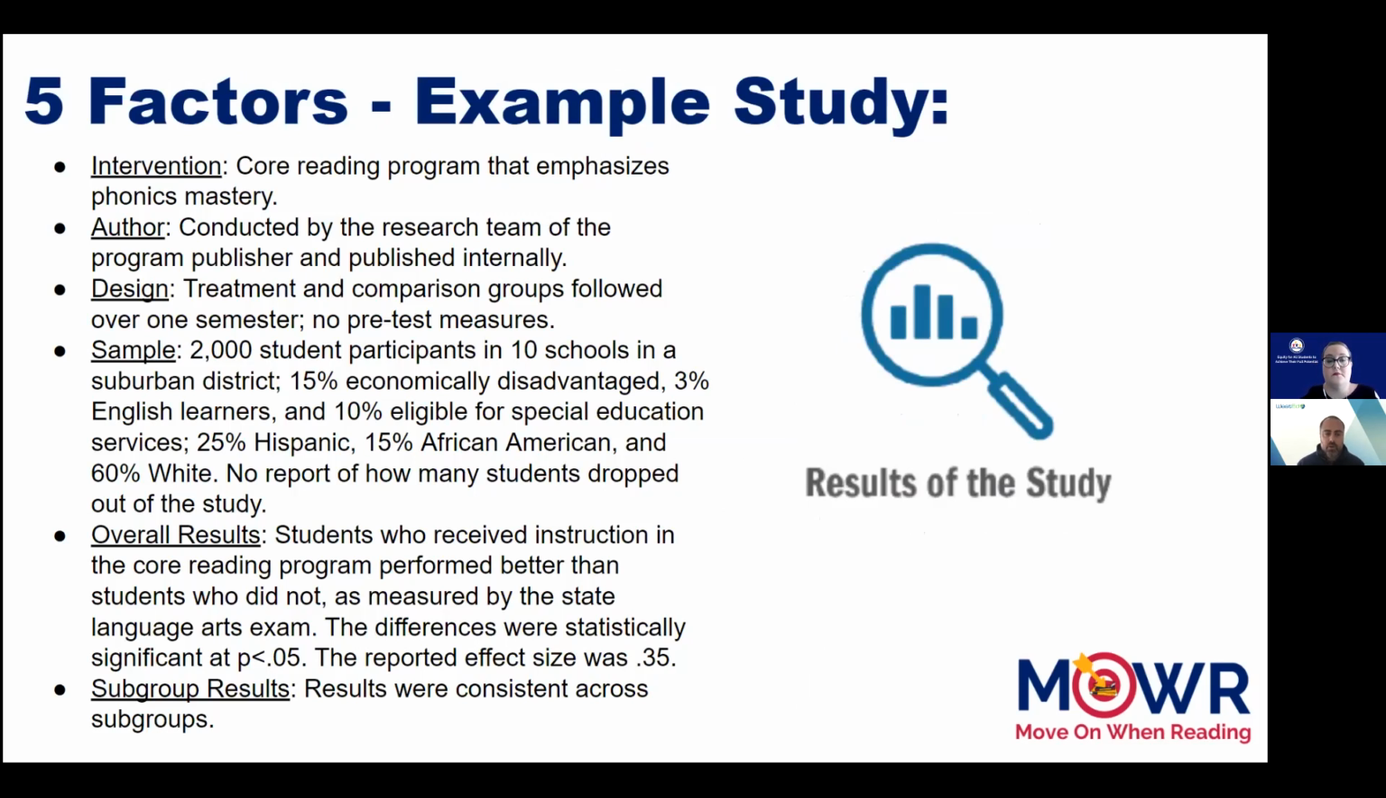Now, if we look at the overall results, we see that students who received instruction in the core reading program performed better on a statewide language arts exam than students who did not. The difference in these two groups was statistically significant, which is represented by a p-value that is less than 0.05. The effect size is 0.35, which would probably be considered a medium effect size. While effect size is not required to determine ESSA evidence tier, it can help you evaluate the results of the study.